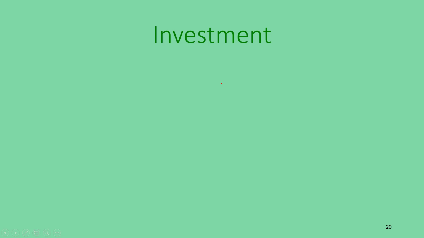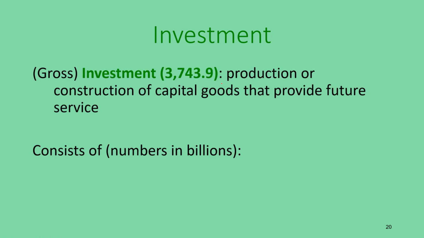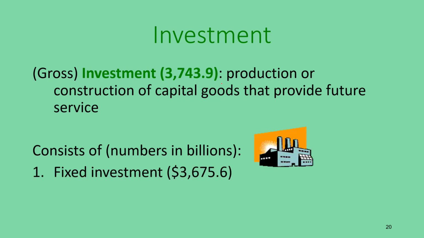So the next component that we talk about is the I, or investment, and sometimes referred to as gross investment. That is production or construction of capital goods that provide a future service, right? So basically these are goods that are being produced but might not necessarily have been sold yet, or goods that are used to help provide or produce other future goods. And again, there's two parts to this. There's what we call fixed investment, which is the investment that companies make in providing or acquiring goods that are going to be used to produce other goods.